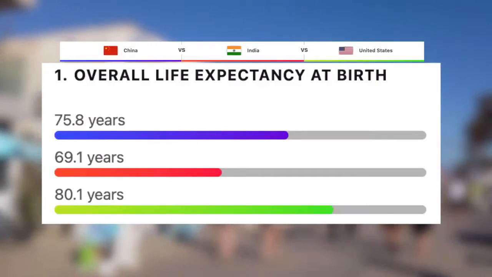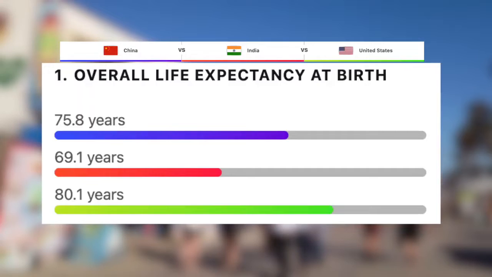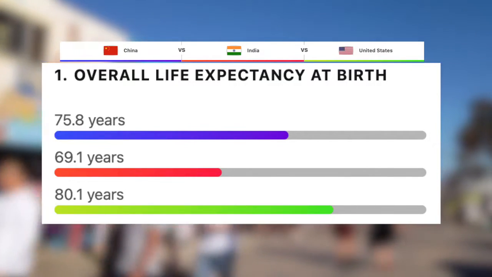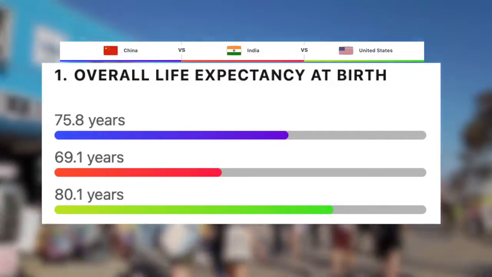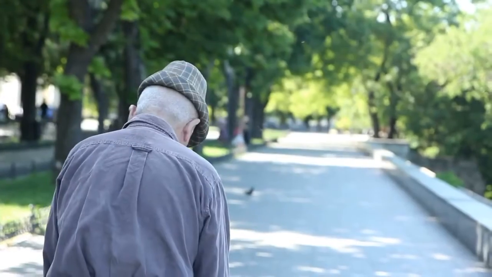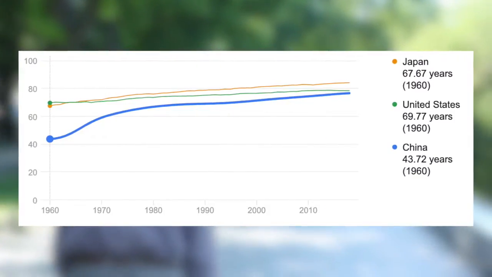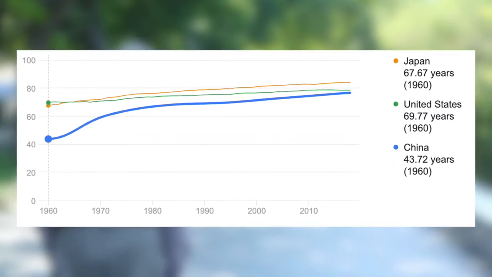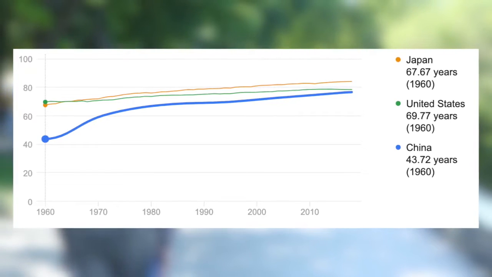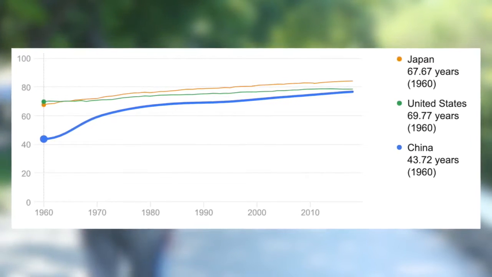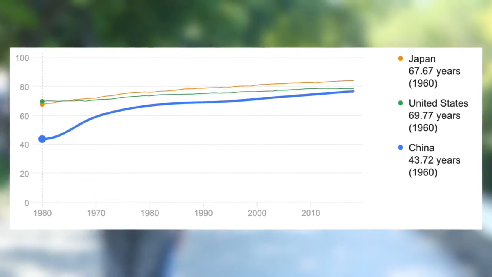Now let's look at the overall life expectancy for these three countries. So the US takes the win here with 80.1 years, followed by China with 75.8, and then in third place India at 69.1. However, for another mind-boggling fact, the life expectancy for someone in the US in 1960 was roughly 70 years. Astonishingly, in China in 1960, it was just 44 years. It's fair to say that China's quality of life has drastically improved over the last few decades.